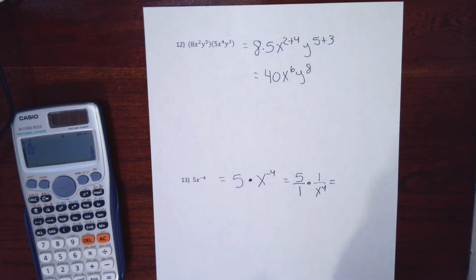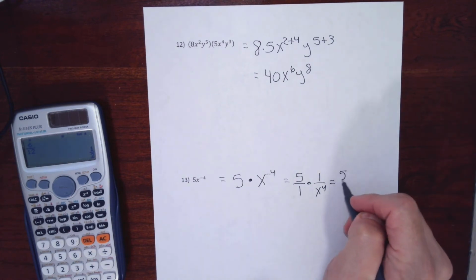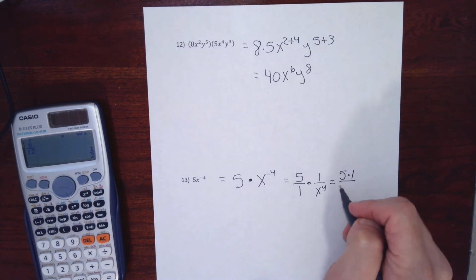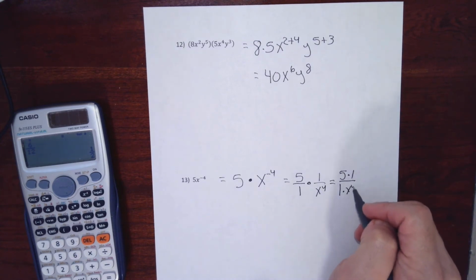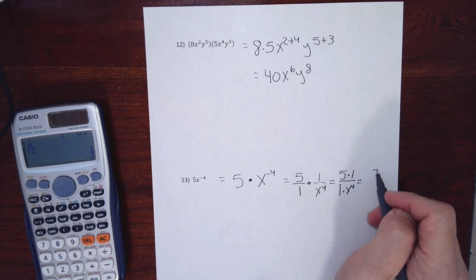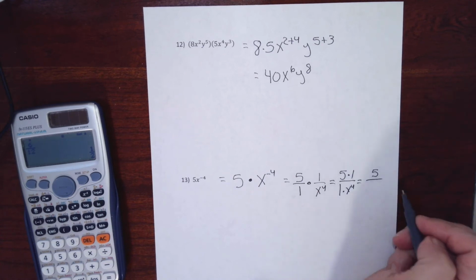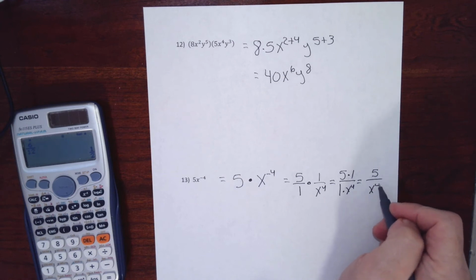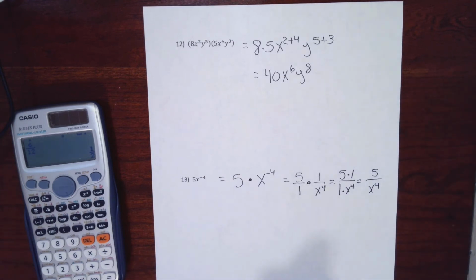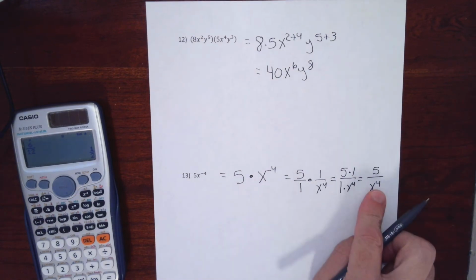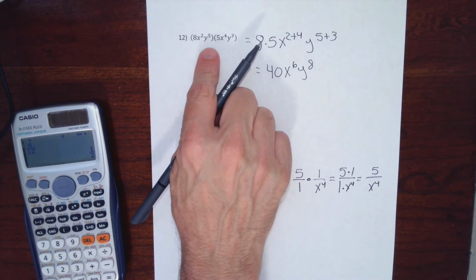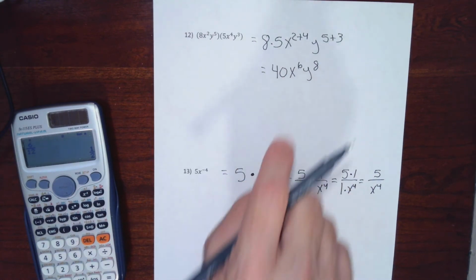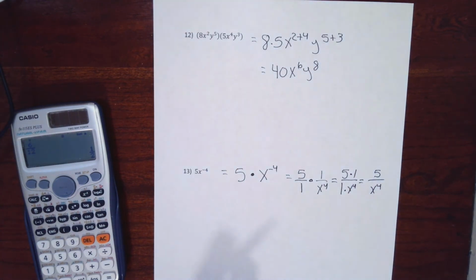Now I've got my exponents positive, and I'm multiplying fractions. To multiply fractions, you multiply across the numerator and across the denominator. When I multiply across the numerator, I get 5 times 1, which is just 5. And in the denominator, I get 1 times x to the 4th, and that's just x to the 4th. That's my answer. I can get from here to there without showing any work. Similarly, in 12, I can go from the problem to the answer without showing any work. This is the work that I would show if I was showing work, but you can do these in your head just fine.